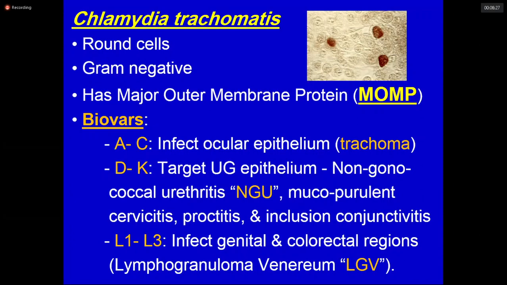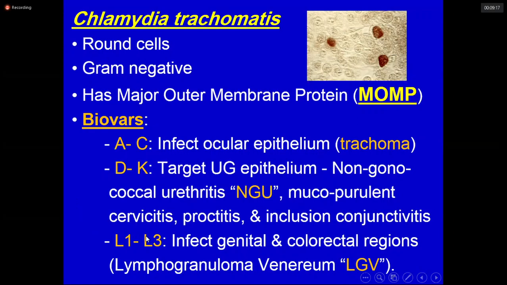D to K target the urogenital epithelium, and can cause non-gonococcal urethritis or non-specific urethritis, with also mucopurulent cervicitis or proctitis. Proctitis is inflammation of the rectum, and they can also cause inclusion conjunctivitis. So they can cause non-gonococcal urethritis, cervicitis, proctitis, and inclusion conjunctivitis.